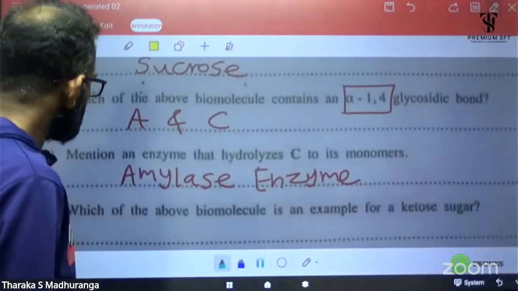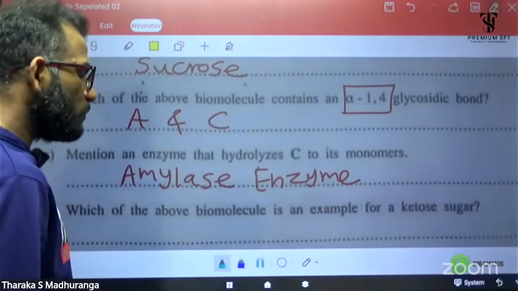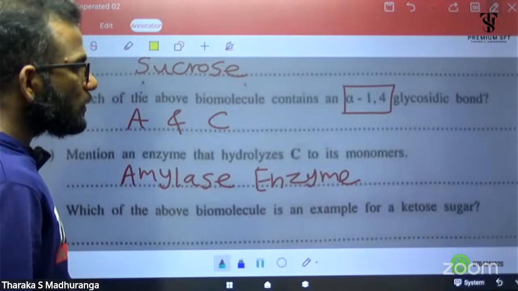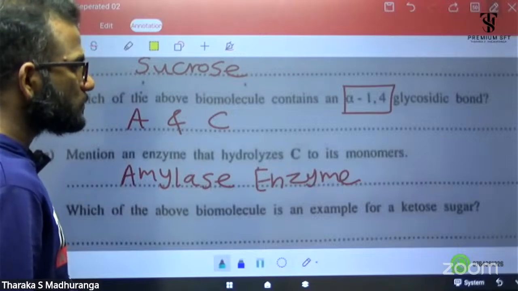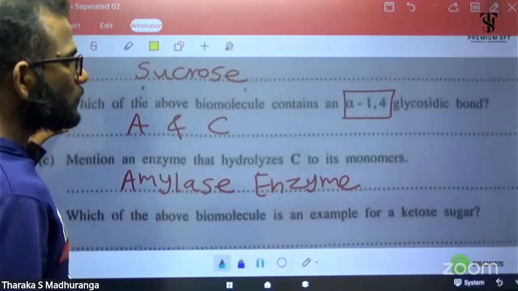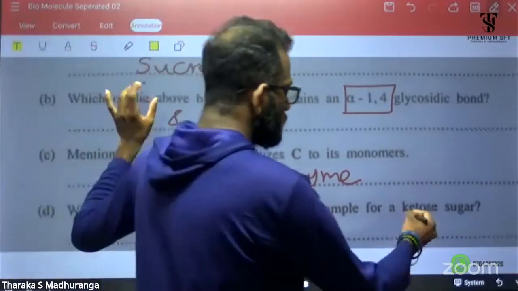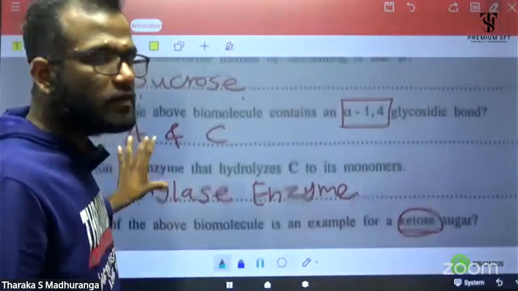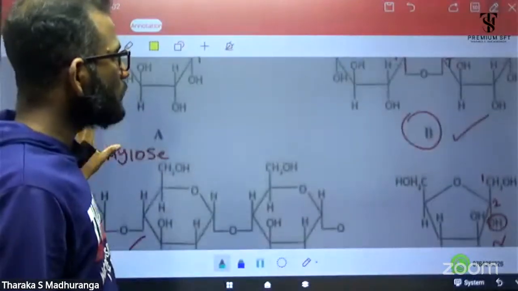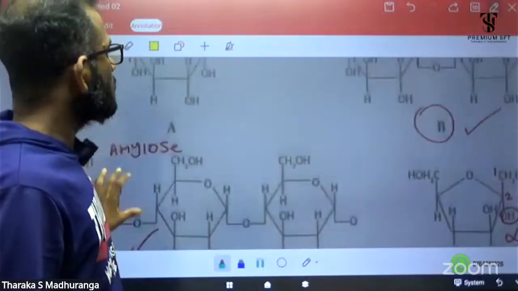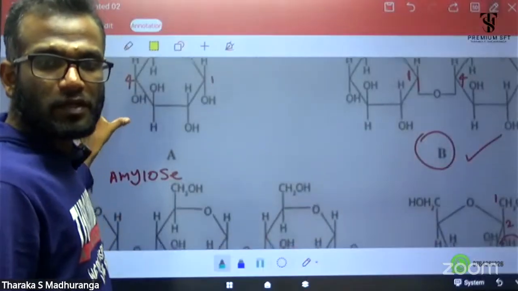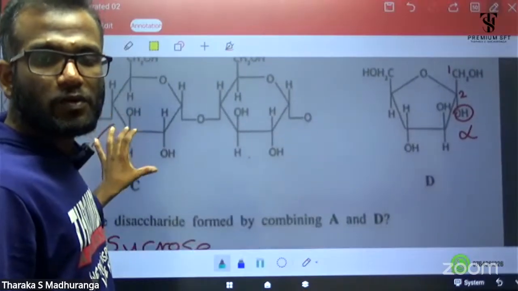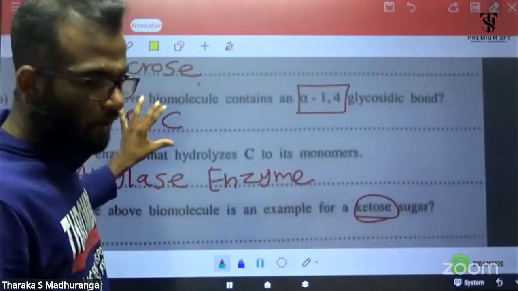Okay, final part. Which of the above biomolecules is an example of a ketose sugar? Ketose, not aldose. Send me the answer: A or B or C or D. A ketose sugar should have a ketone group. Yes, ketone group. It is always fructose.